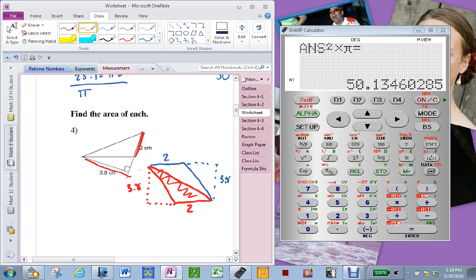That's it. Is there any trick to it? No, because a triangle is half a rectangle. A rectangle is length times width. This isn't a rectangle, it's a parallelogram. But if you look in your notes, you see we did that, didn't we? And I think it's on your formula sheet.